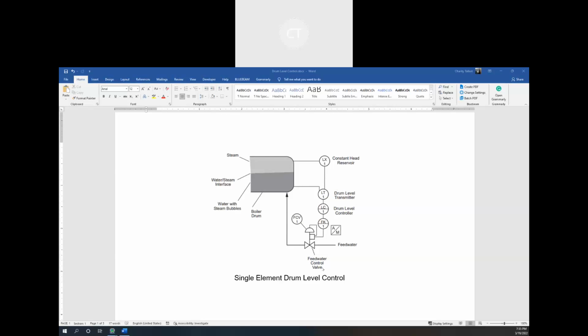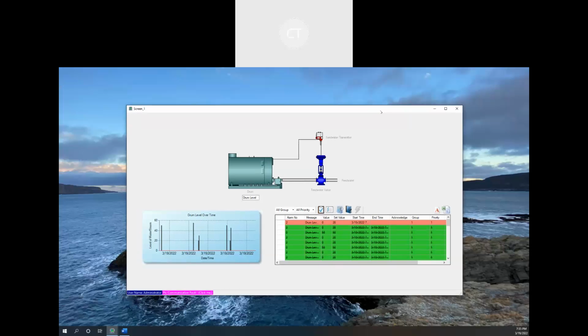In a single element drum level control, the water level in the drum is being measured, and that is the only variable that affects this. So I'll go to my HMI. This is my designed HMI for the single element. We have our boiler drum here, which is connected to our feed water valve. The feed water valve inlet is here, and we also have a feed water transmitter. This detects the level and displays it back to our valve to turn on or off.